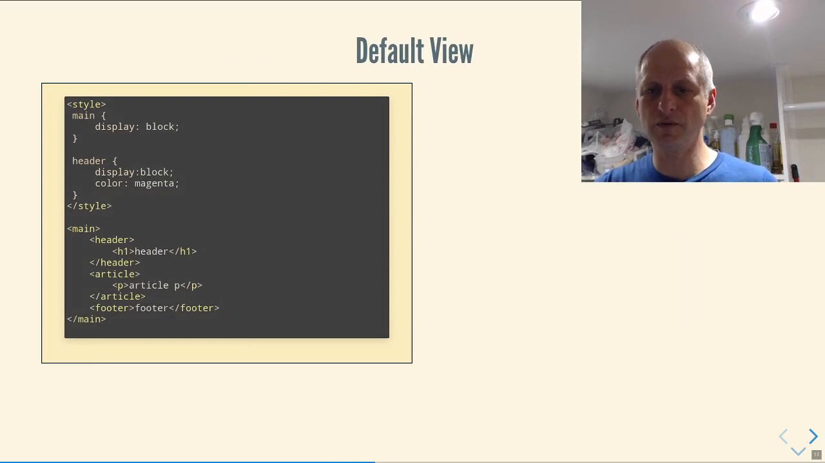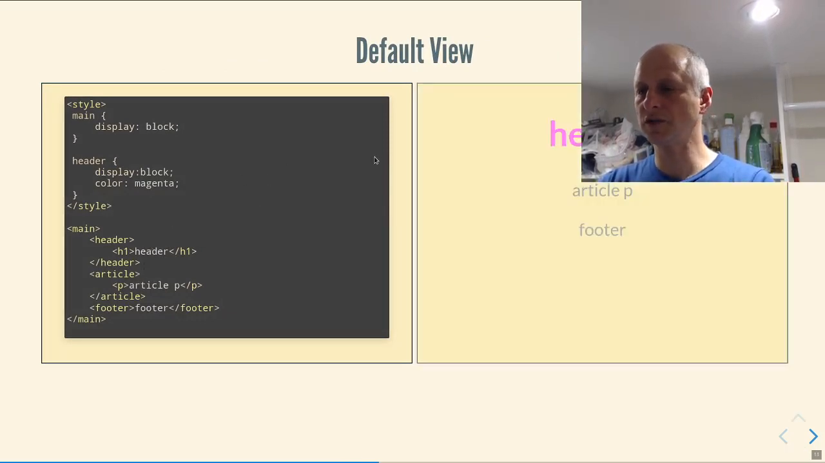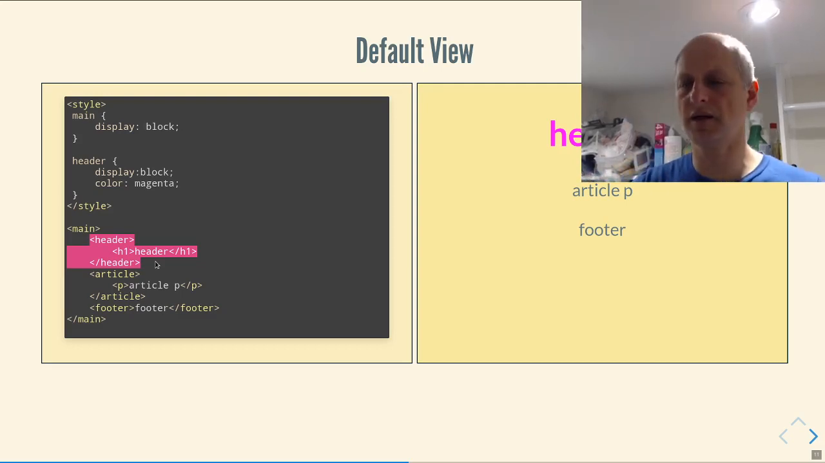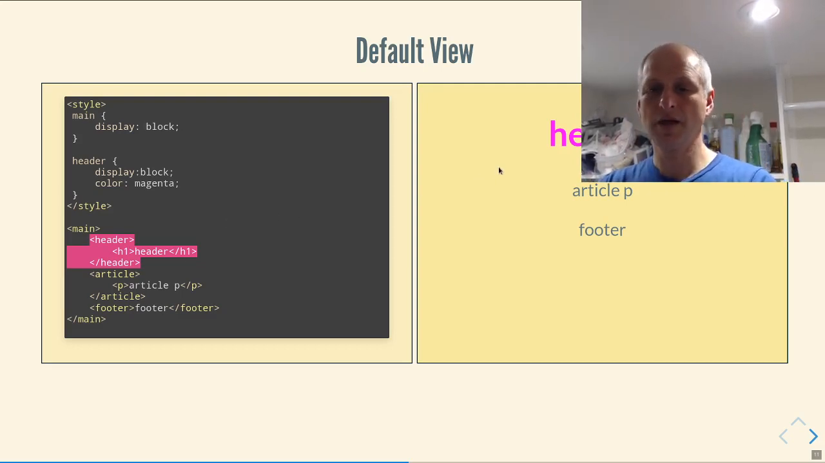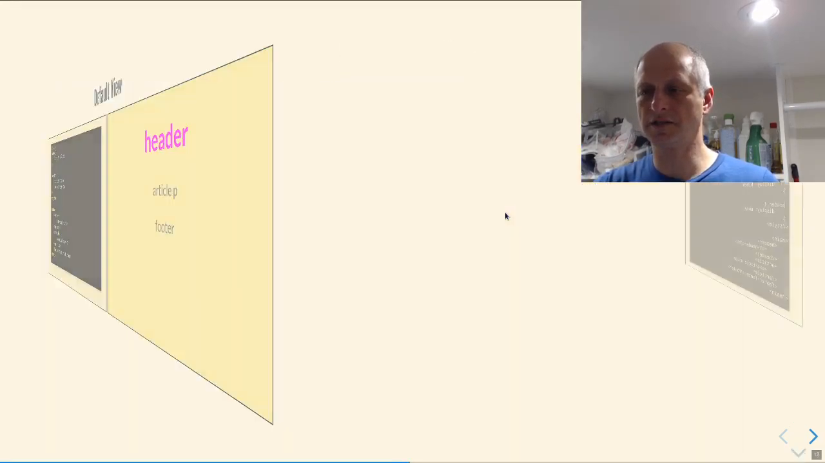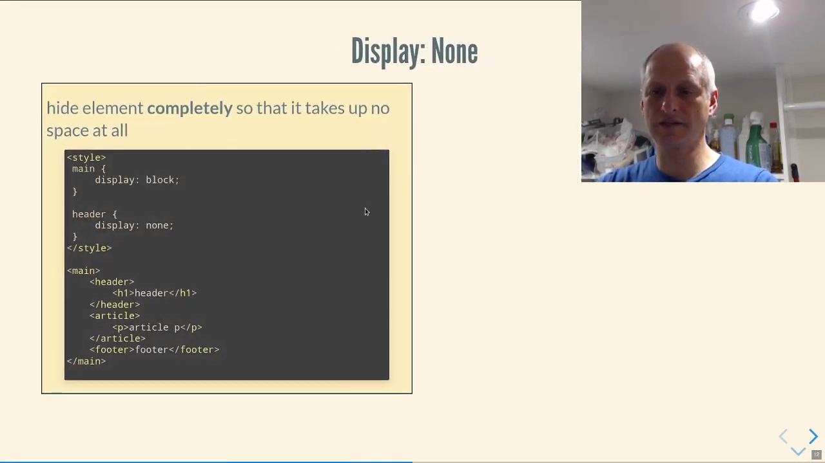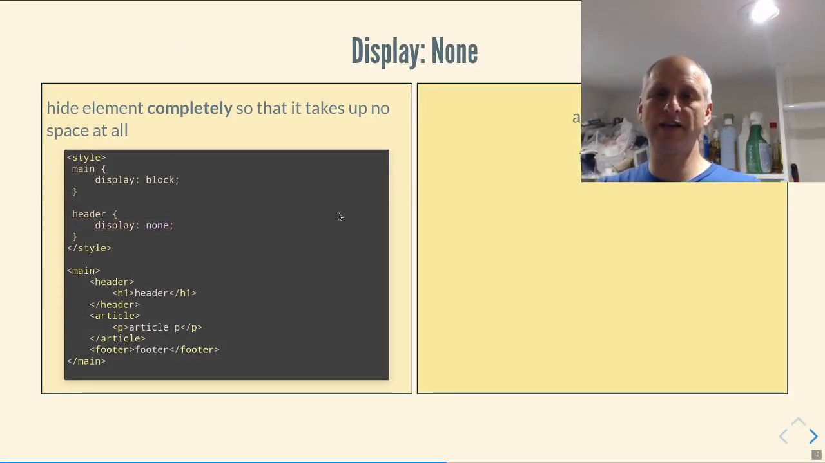Okay, so here's our default view, and we're going to be working here with header. We can see right now, header's the first thing inside that parent element, and so it appears on top. We're highlighting it with magenta so we can see it. That's the default. Now, if we instead set the display value to none, then when we look at the page, we'll just see that the rest of the page scoots up because that whole block is just removed from the flow.